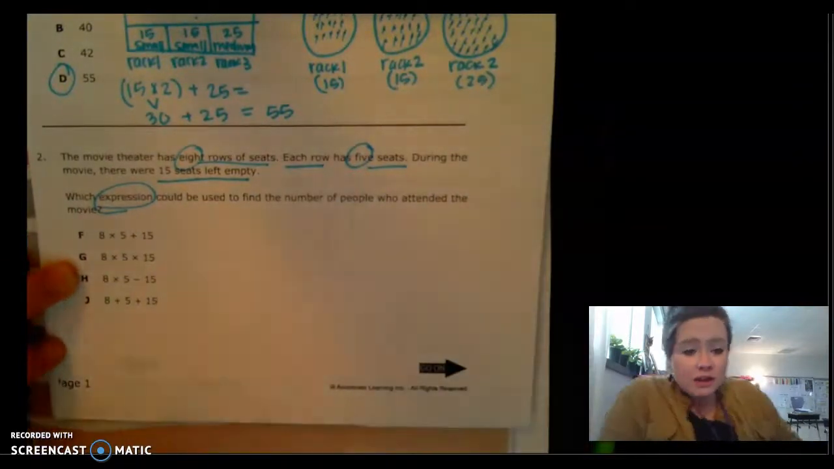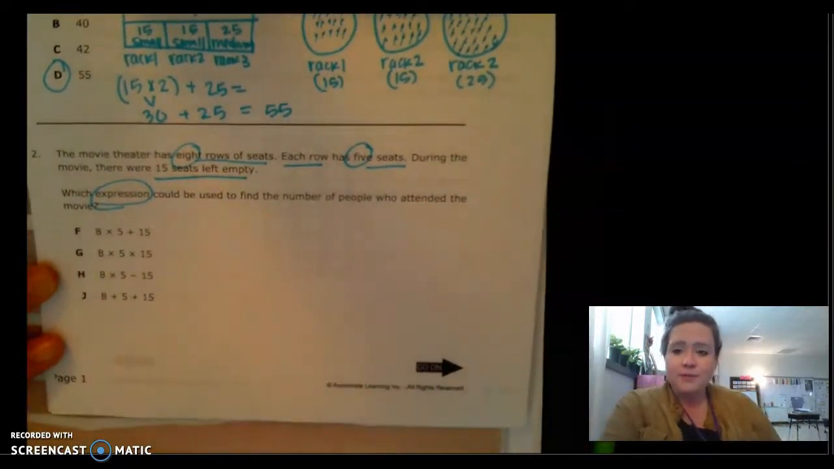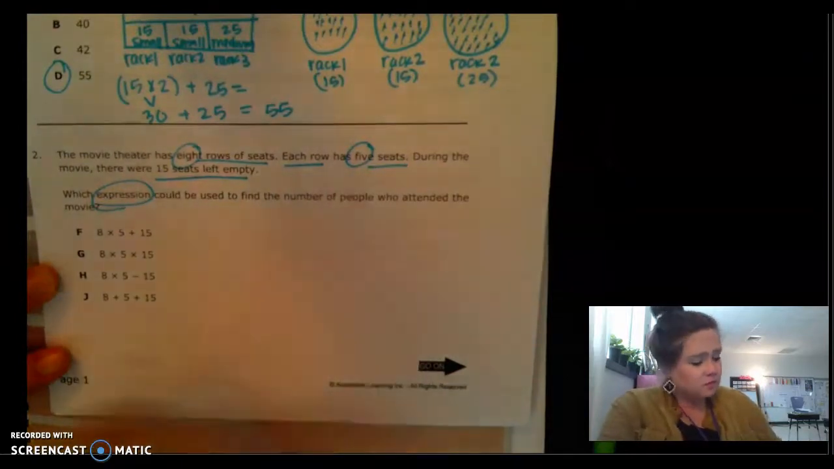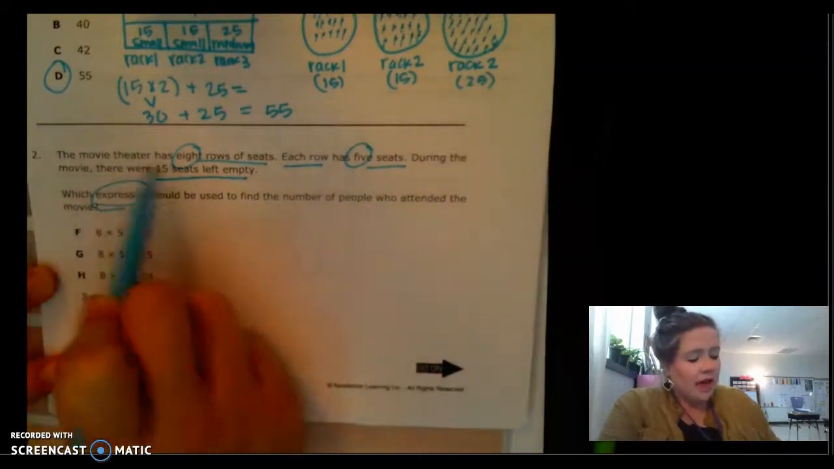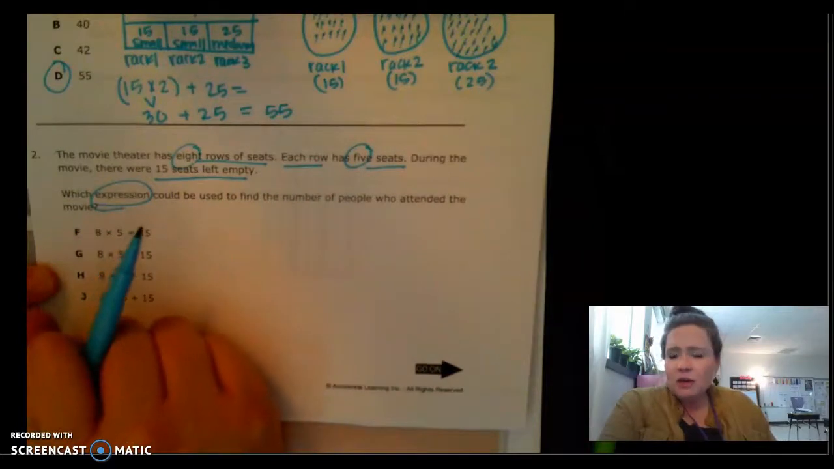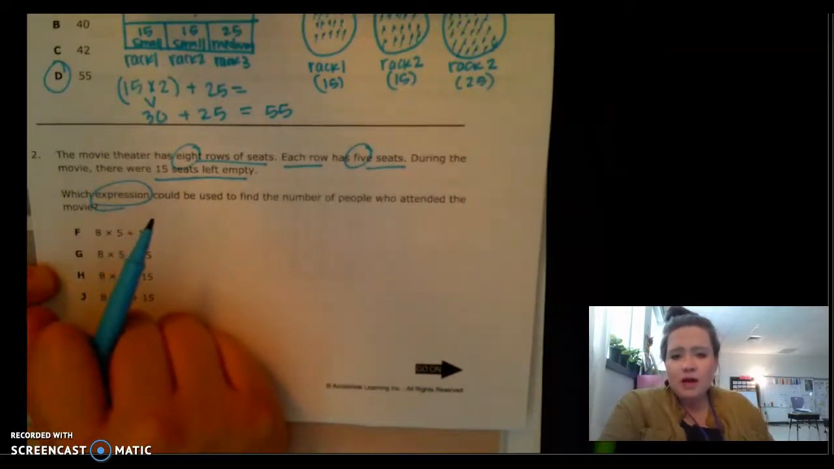Well, am I looking for an actual answer? No, we're not looking for an actual answer, okay? I just want the expression. I know that there are 8 rows of seats and each row has 5 seats. How would I figure out how many seats are at the movie theater?